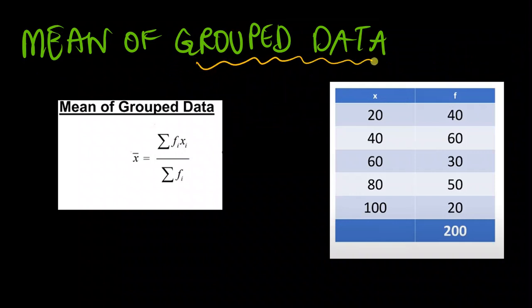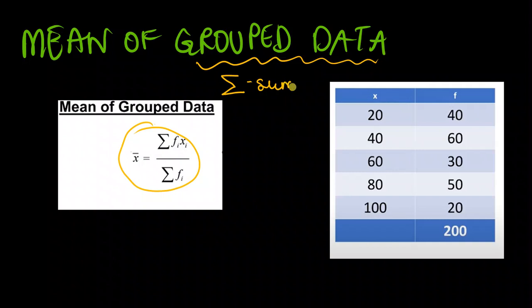Now we can also calculate mean another way, that is through grouped data. Now how do we do this? Basically we use this formula for grouped data, that is x̄ is equal to summation f_i x_i divided by summation f_i.